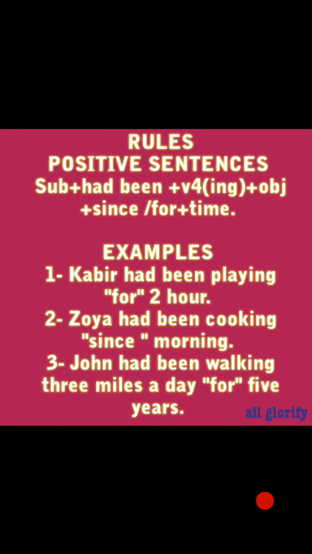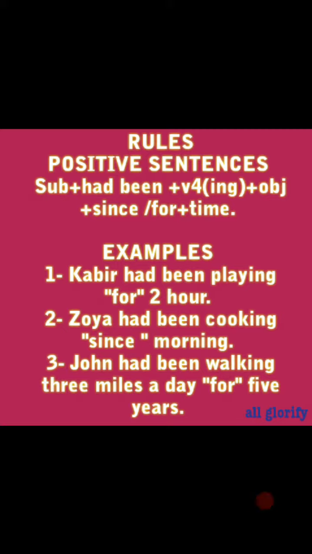The rules for positive sentences of past perfect continuous tense are, first of all, we'll use subject for sentence making. Then we'll use had been as a helping verb. Then we'll use verb's fourth form, means ing form only. Then we'll use object. Then we'll use since and for accordingly. Then we'll use time, full stop.